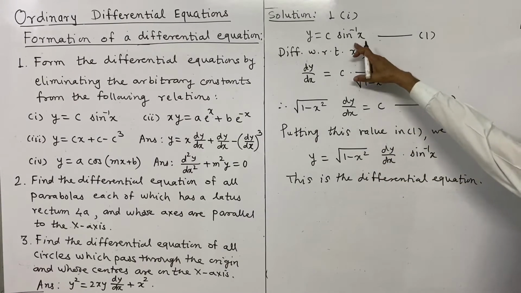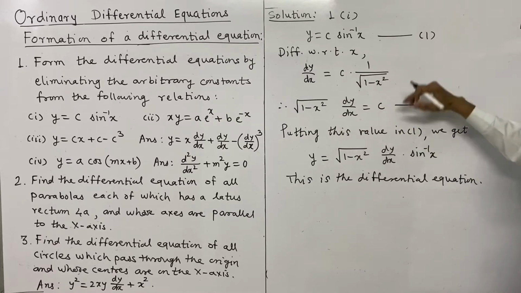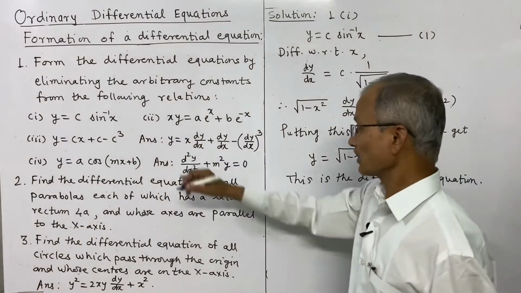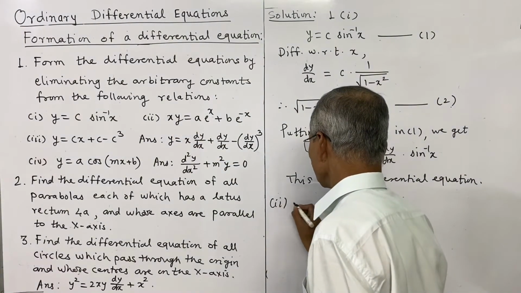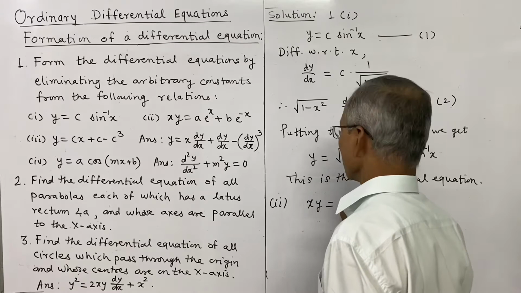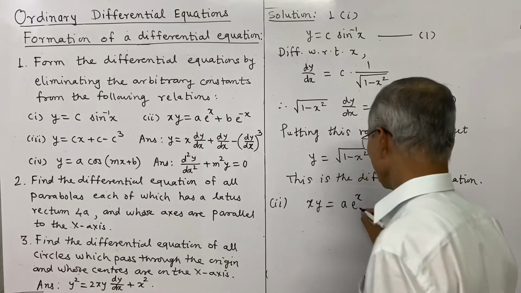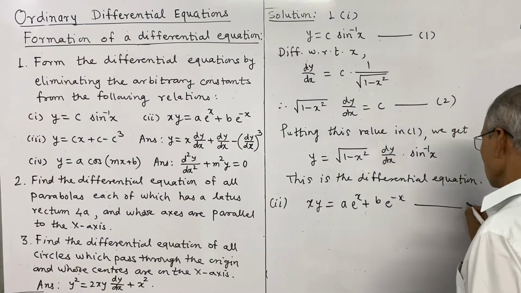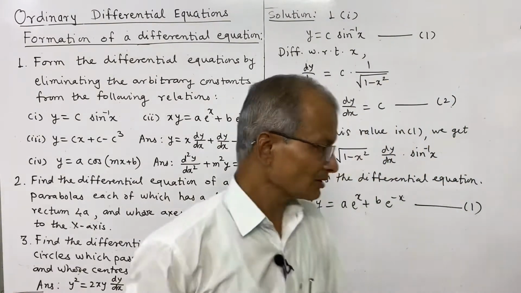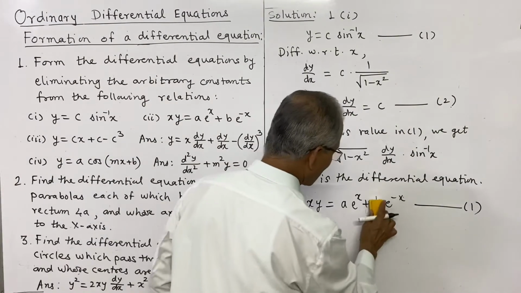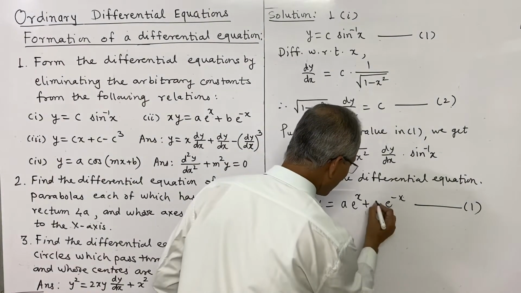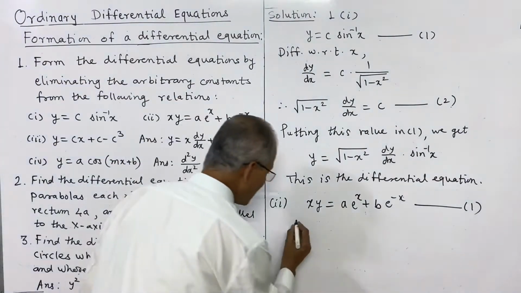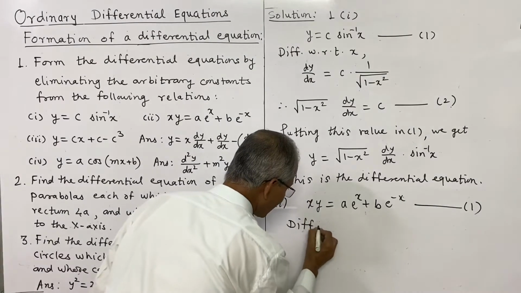So that is the procedure. It contains one arbitrary constant, so differentiate once, and then eliminate the arbitrary constant from 1 and 2. Now we shall consider the second relation: xy = a e^x + b e^(−x). We shall call this 1. How many arbitrary constants are there in this equation? We can see a and b are arbitrary constants, so we have to differentiate this two times. Differentiate with respect to x.